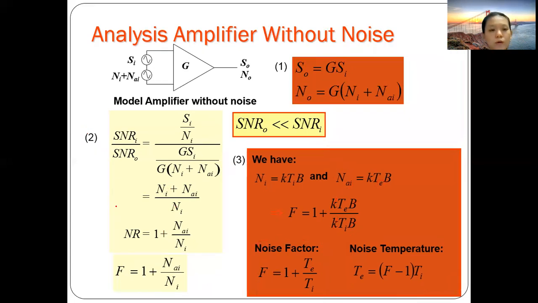Now we go to our analysis of temperature without noise. A model of a temperature without noise: we have the signal input SI, and we have NI, the noise input, plus NAI, the artificial noise source, entering our amplifier with a gain G, and the output is the signal output and the noise output. For the first formula, we find our gain. So S naught equals gain G multiplied with SI, signal input. For the noise output, it will equal our gain multiplied with NI plus NAI.